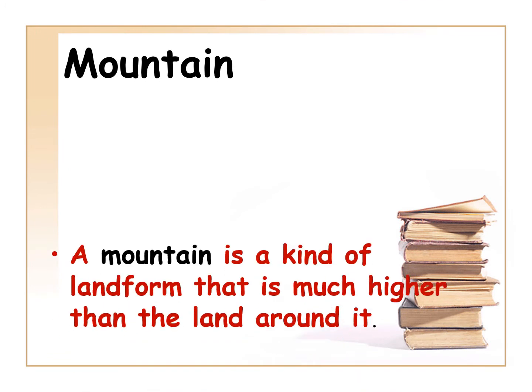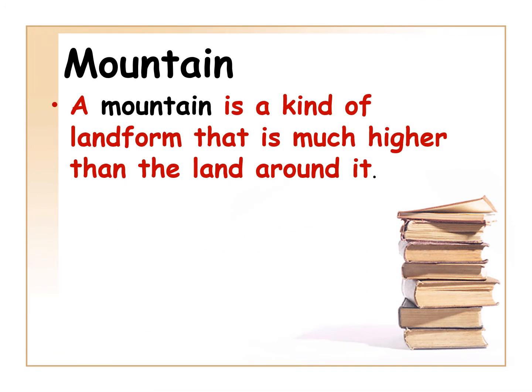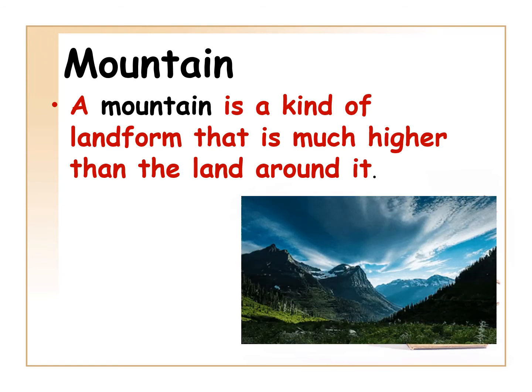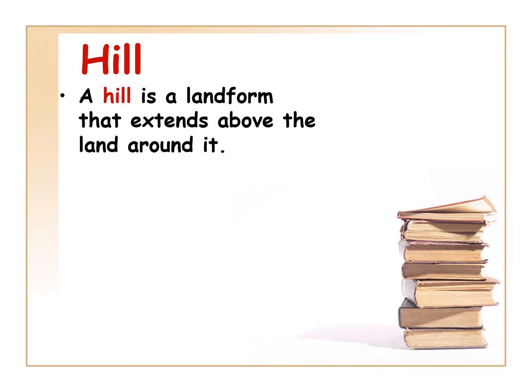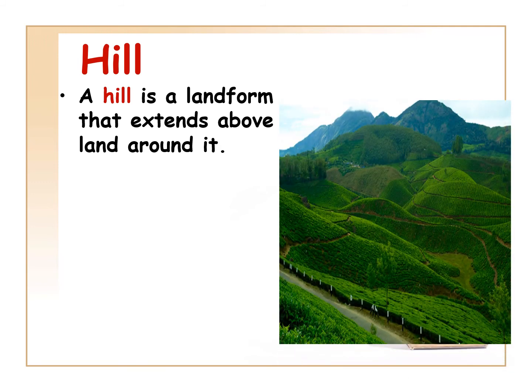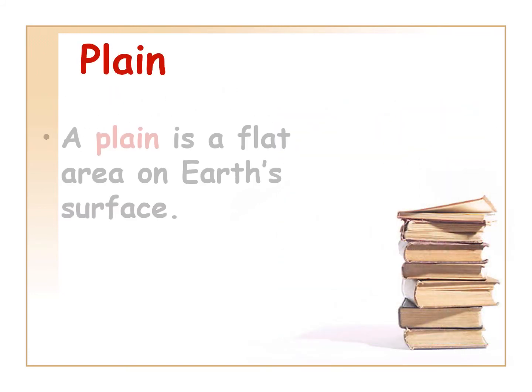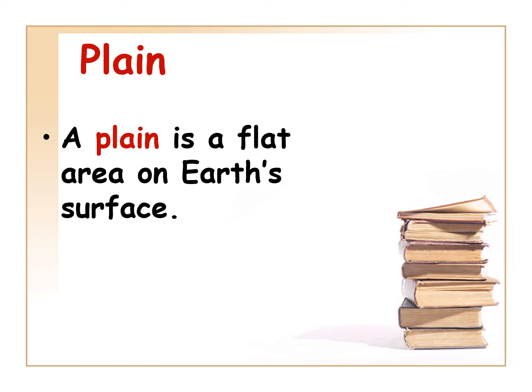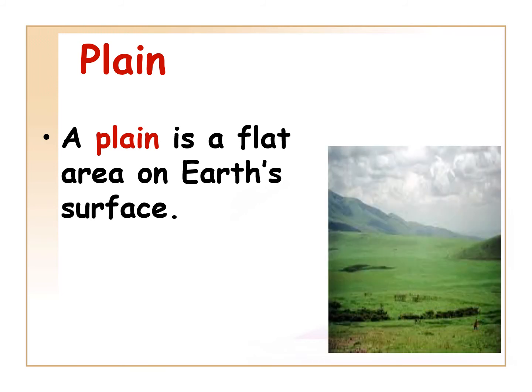So, mountain. A mountain is a kind of landform that is higher than the land around it. Have a look. You see the high land? Mountains are much higher than the land around them. Now, something slightly smaller than that is the hill. A hill is a landform that extends above the land around it. You see, these are smaller than the mountains. So what is a plain? A plain is a flat area on the Earth's surface. You see, that's a plain for you.